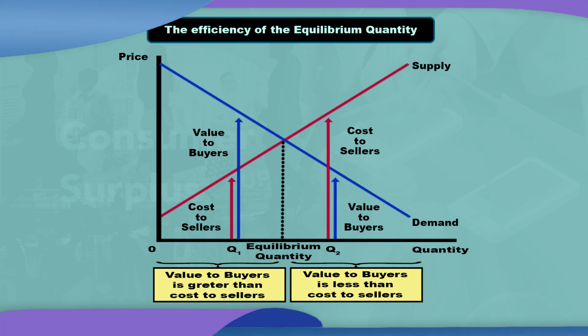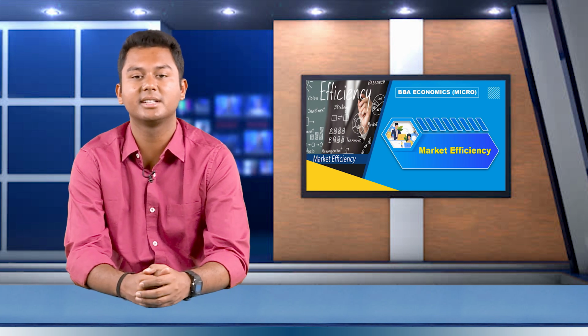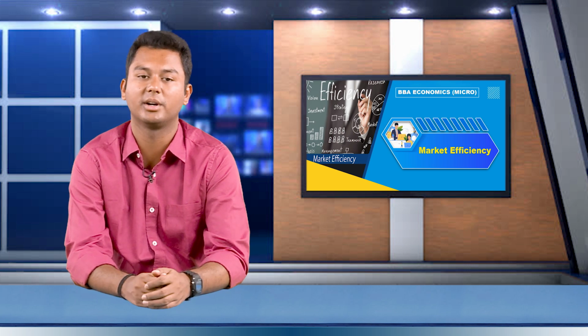The equilibrium quantity is where supply and demand intersect. At this point, the value to the marginal buyer equals the cost to the marginal seller, maximizing both consumer and producer surplus. The social planner aiming to maximize total surplus and efficiency would choose this equilibrium quantity.